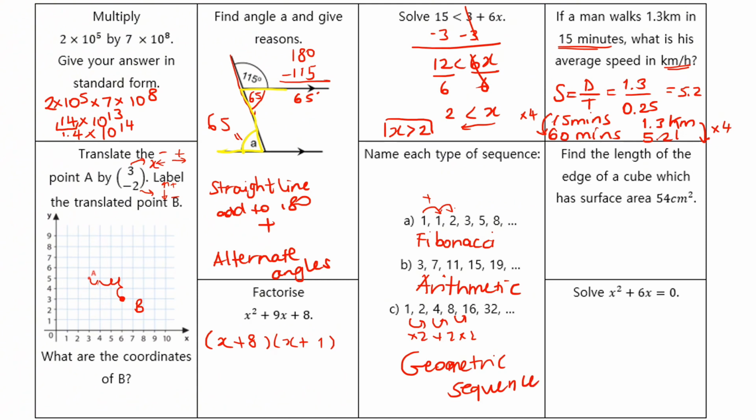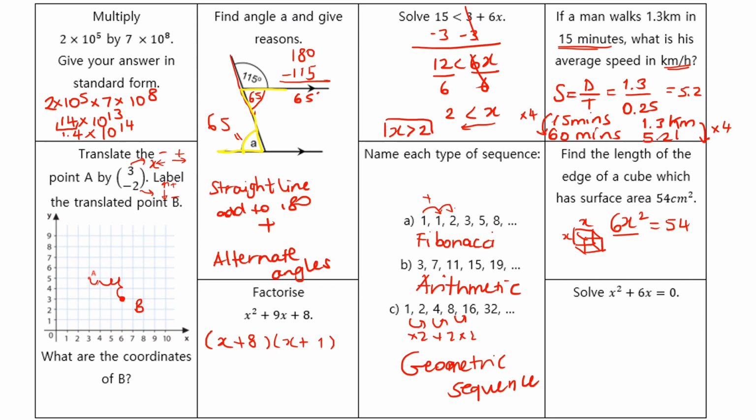Find the length of the edge of a cube which has surface area of 54 centimeters squared. If I have a cube, which I'm going to draw here for the visual learners, each side has to be the same. Okay, so I've got 6 faces, and the area of each face is going to be x times x. That's going to give us x squared, but we've got 6 of them. That should give us 54.